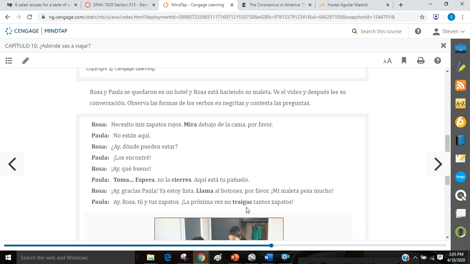This is a negative tú command. How's it formed? This is the usted command plus s. So we're going to form that in the exact same way as we would form a formal command for ustedes, and then we'll add s to it. So let's take a look at that.